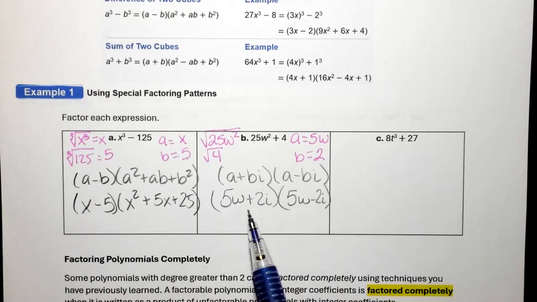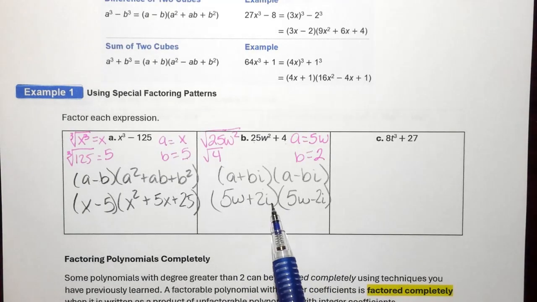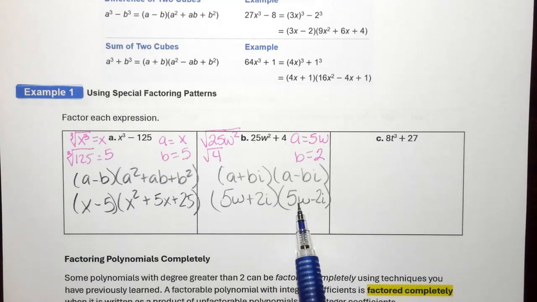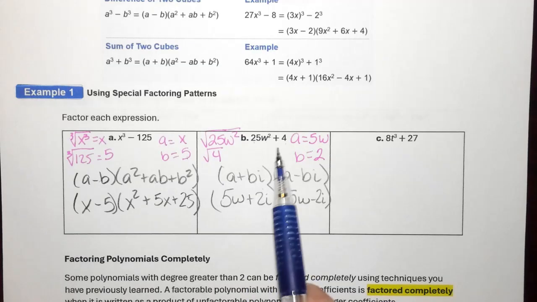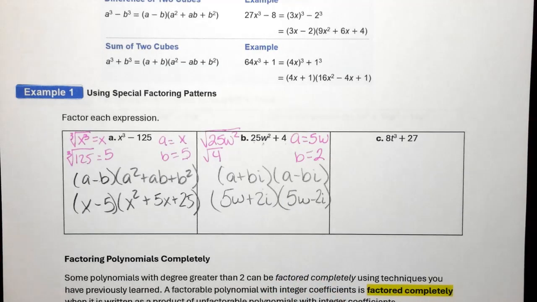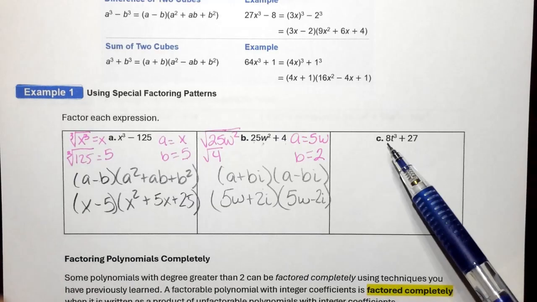Alright, so like I said, based on what we learned about the values of i's, if we were to work this out, say with the box method, you would get back to this. There would be no more i's. Alright, last one we're going to practice.